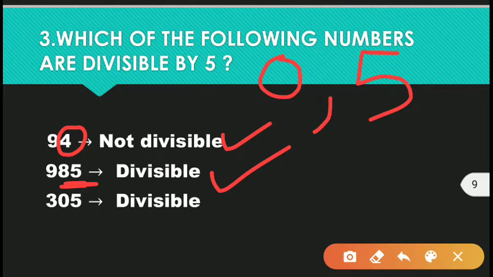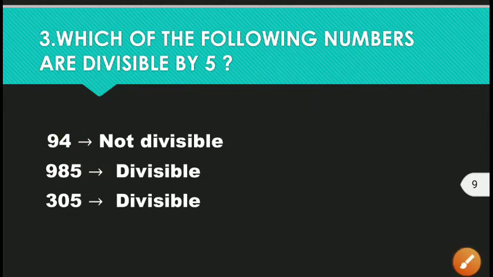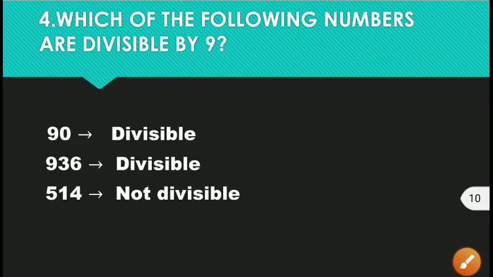In the next question also, 305. Here also the unit digit is 5. Therefore, this will also be divisible by 5. The remaining questions you have to solve by yourself.